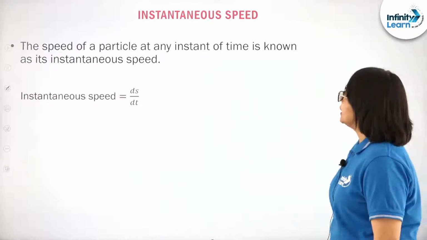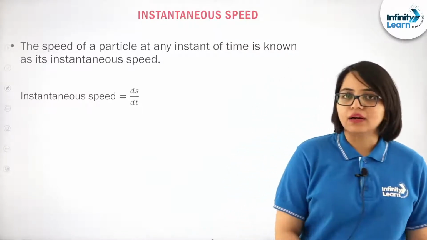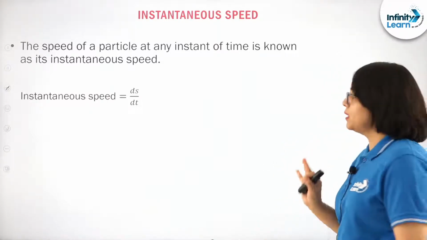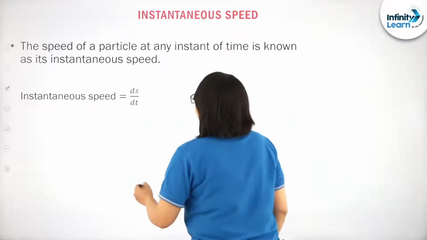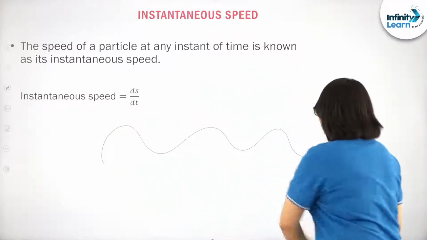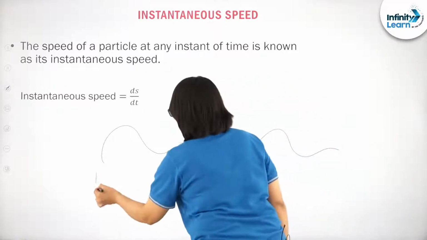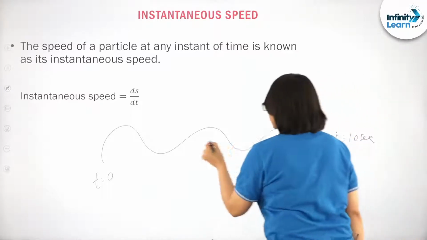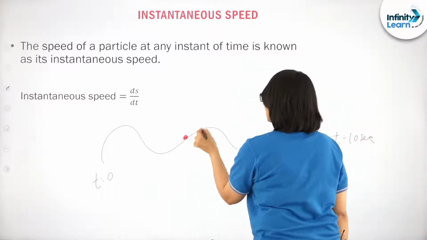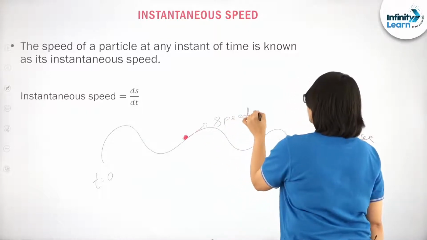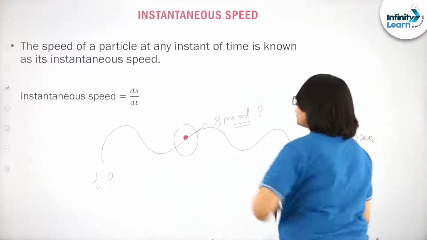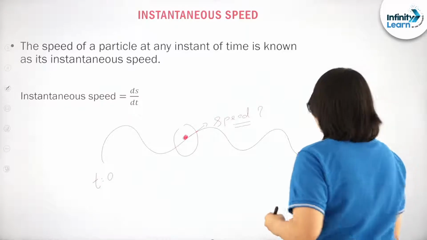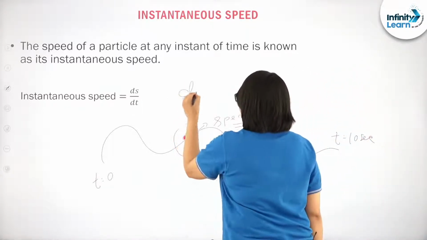So next is instantaneous speed. The speed of the particle at any particular instant throughout the journey will be the instantaneous speed. Let's say the particle is moving along this path. I asked you what is the speed of the particle at some instant t, at this point? So the speed of the particle at this particular instant will be the instantaneous speed of the particle, and it is given by ds by dt.